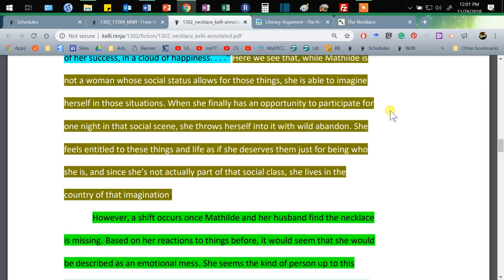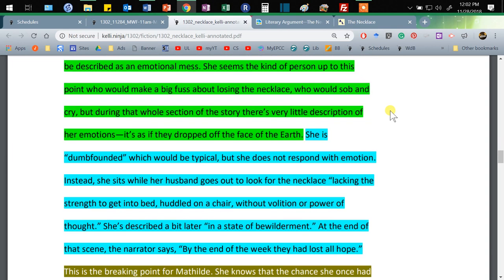A shift occurs once Mathilde and her husband find the necklace is missing. Based on her reactions to things before, it would seem, and here's where I'm pointing out what is the expectation, because that's one of the things I discovered in doing this, I expected that second part to be just as dramatic, just on the depressing side. It would seem that she would be described as an emotional mess. She seems like the kind of person up to this point who would make a big fuss about losing the necklace and who would sob and cry.